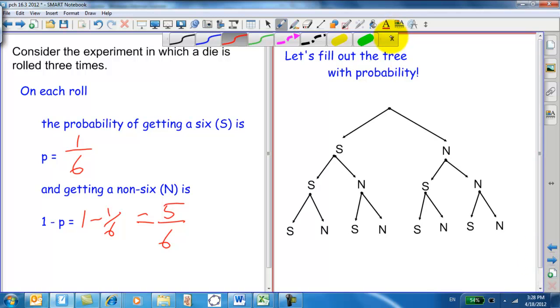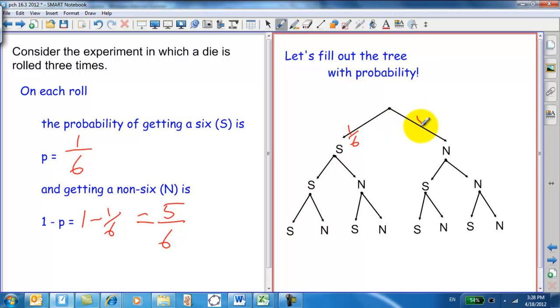So, to fill out the tree with probabilities, this is 1/6 and this is 5/6. And now these are conditional probabilities, but actually they're independent events, so it just always stays at 1/6 and 5/6.